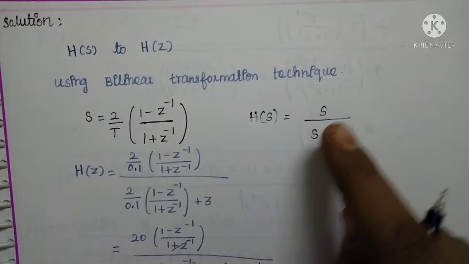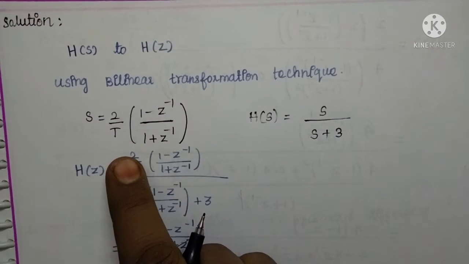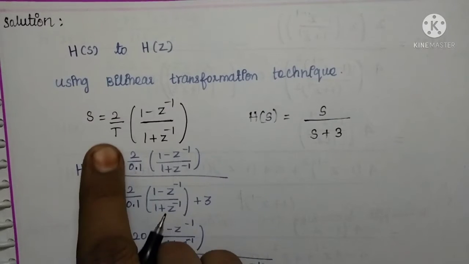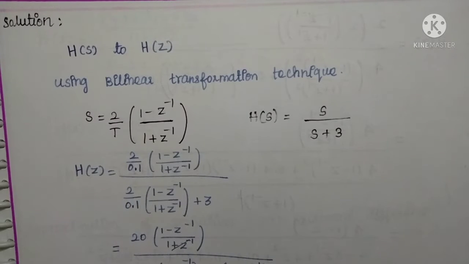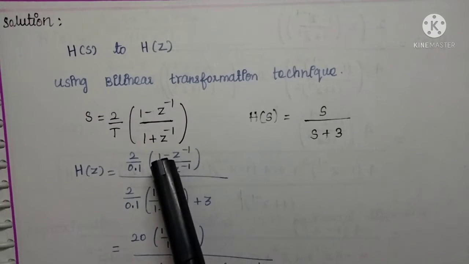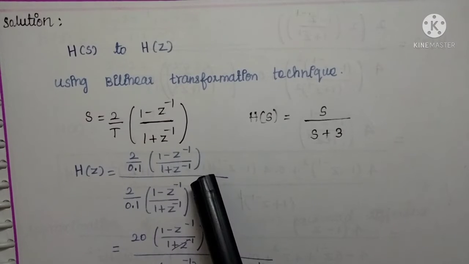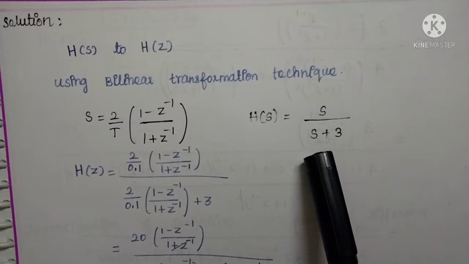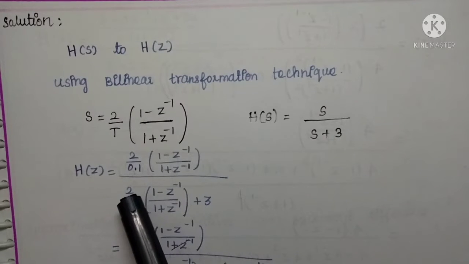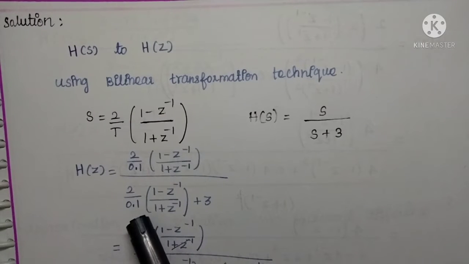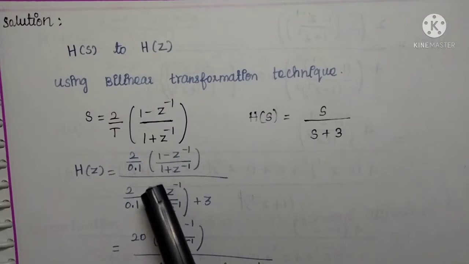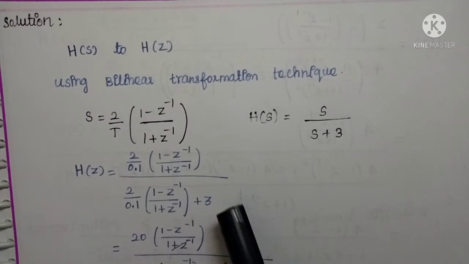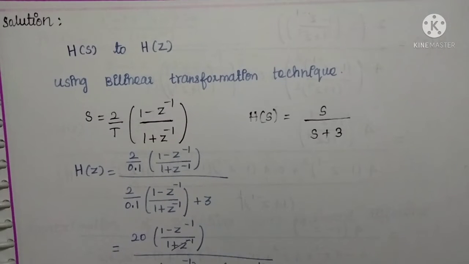So in the place of S we have to substitute 2 divided by T. So what is T given? 0.1 seconds. So 2 by 0.1 into 1 minus Z inverse divided by 1 plus Z inverse, divided by S plus 3, right? So in the place of S again replace 2 by T, 0.1, 1 minus Z inverse divided by 1 plus Z inverse plus 3.